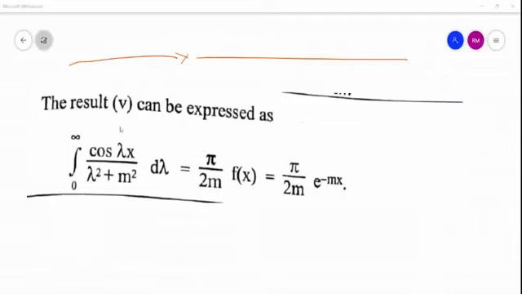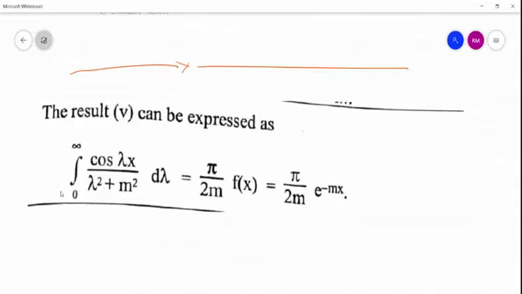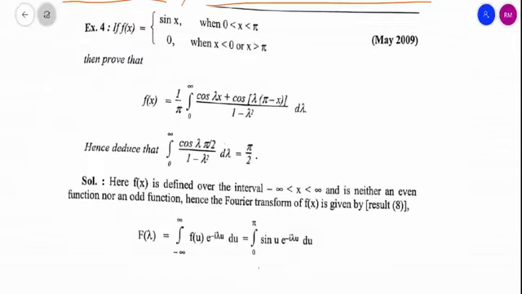That means that equation can be written as, on the left hand side, the integration from lambda equal to 0 to infinity cos lambda x divided by lambda square plus m square d lambda, that is equal to pi upon 2m f of x. Substitute the value of f of x, we get the required equality.